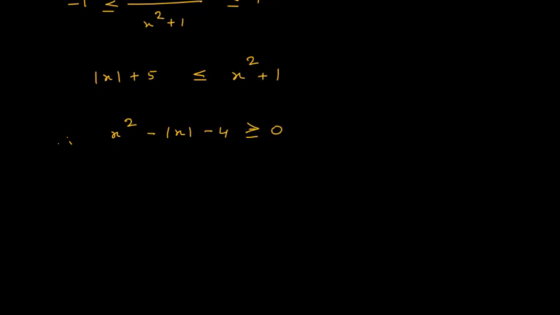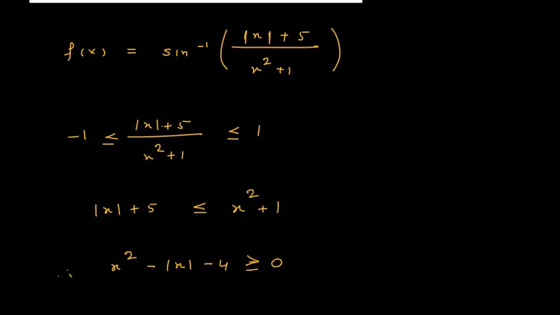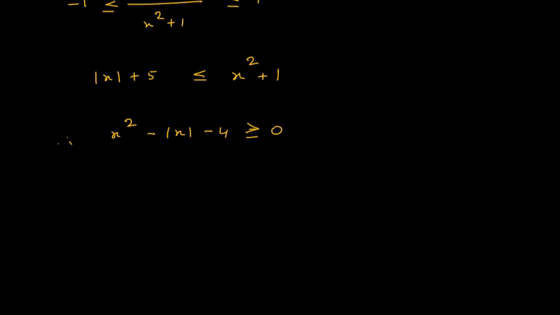So here this expression should be less than 1. Now this mod x, if you want to eliminate, then you have to take two cases. Case 1 is for when x is less than 0. This whole expression should be greater than 0 when x is less than 0.